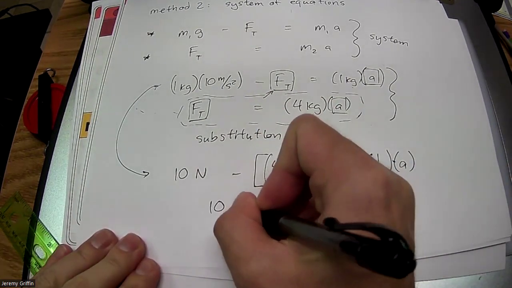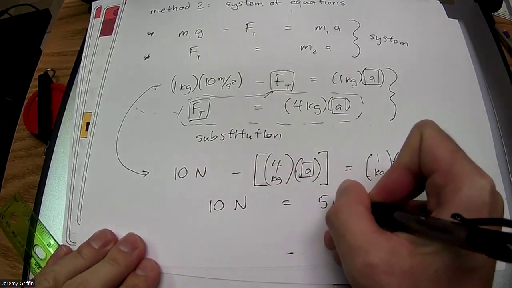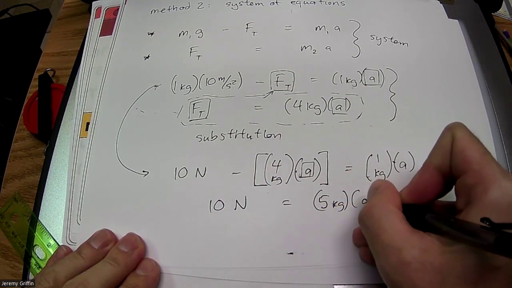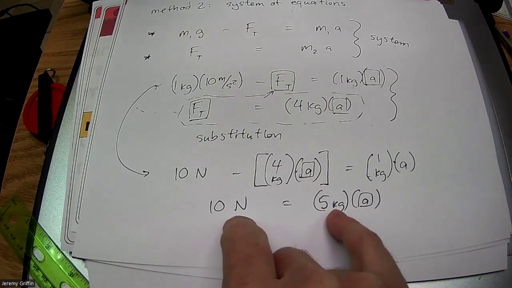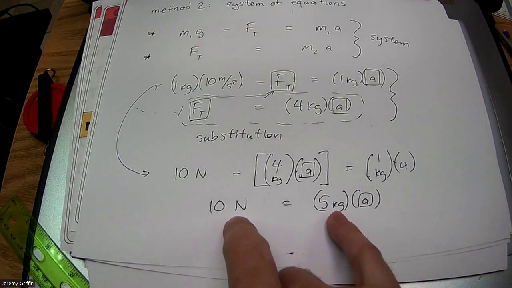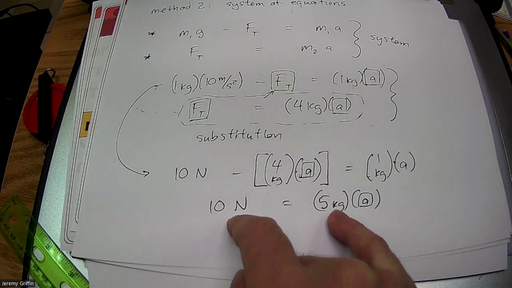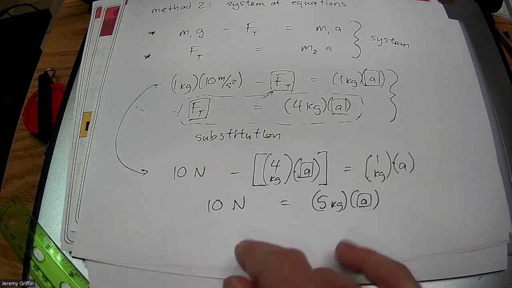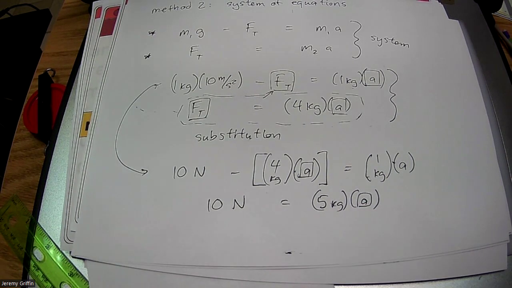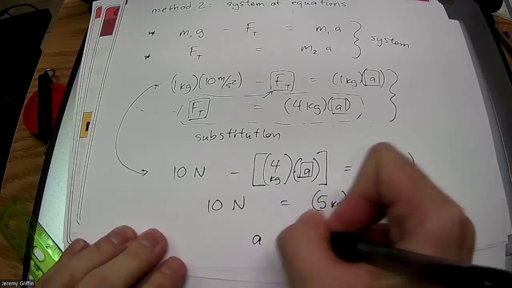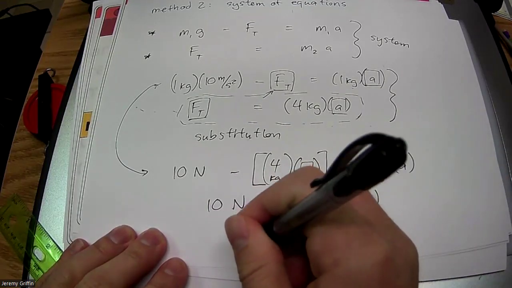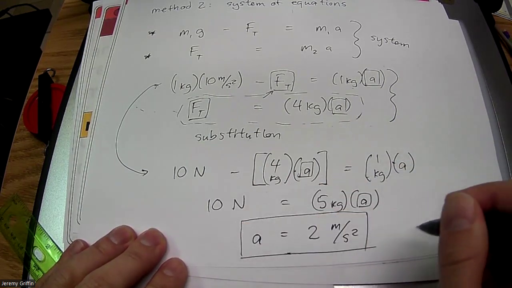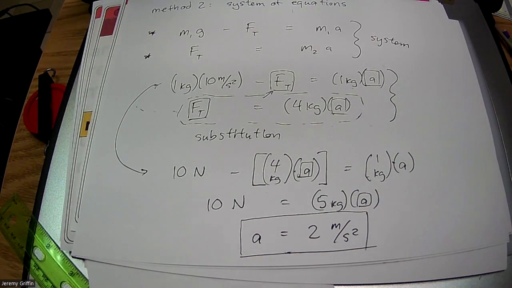So 10 newtons is equal to 5a, well, 5 kilograms times acceleration. Divide both sides by 5 kilograms. Hey, newtons divided by kilograms. Newtons per kilogram. Is that the same thing as meters per second squared? Yep, it's the same thing. A newton is kilogram meter per second squared, divided by kilograms. Good. And then the number is 10 over 5, which is 2. Units, meters per second squared. Don't forget your units, 2 meters per second squared. Hey, that's the same thing we got before.